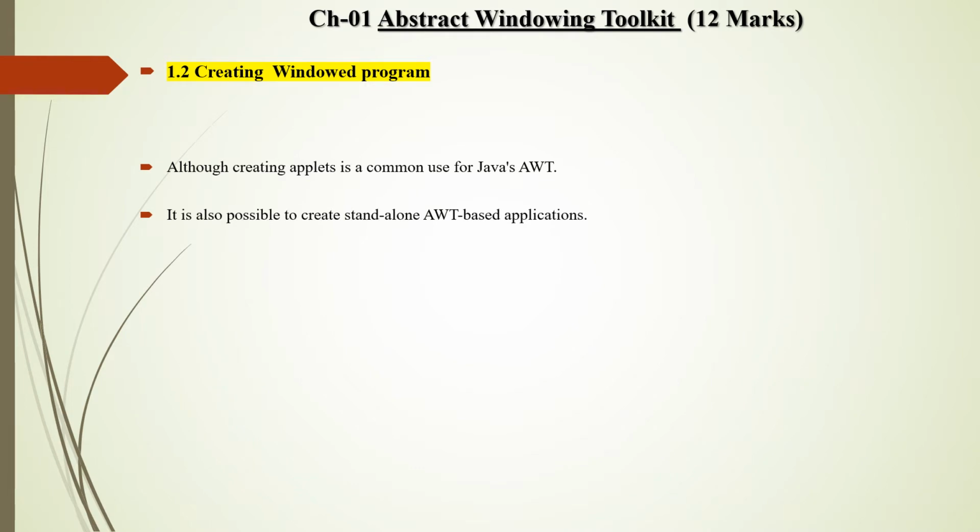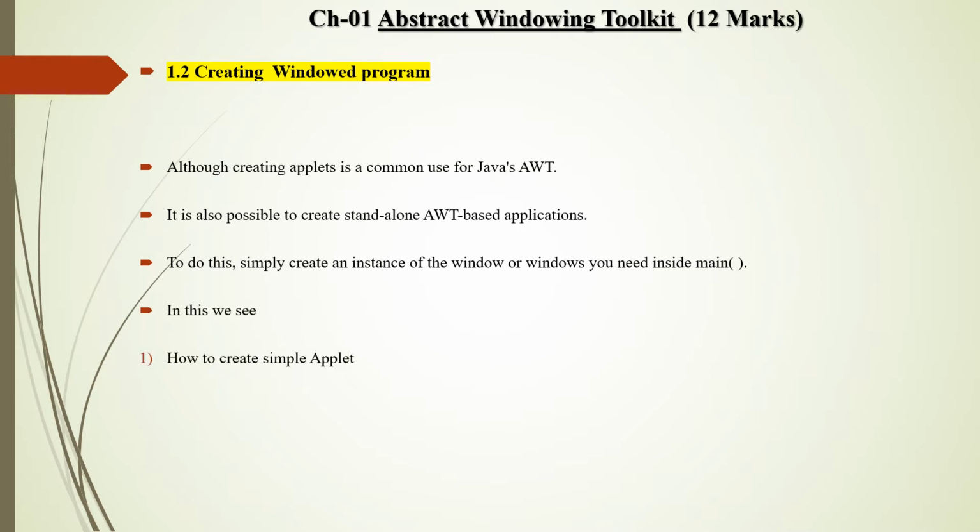It is also possible to create a standalone AWT based application. So by using applet and AWT we can create standalone applications. To do this, simply create an instance of the window or windows you need inside main. In this we see first how to create a simple applet and next how to create a frame window.